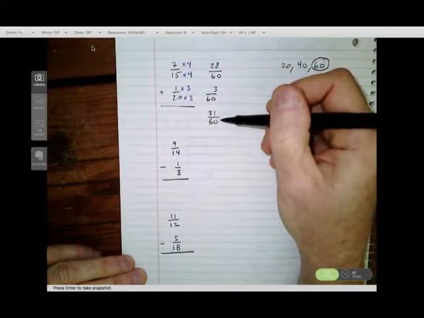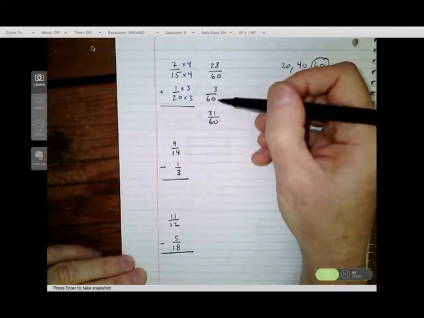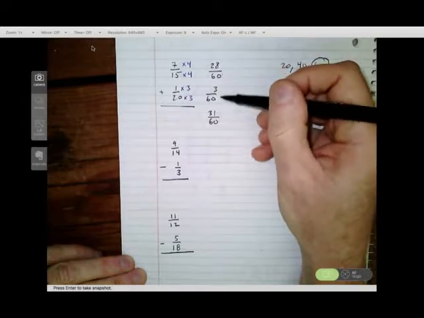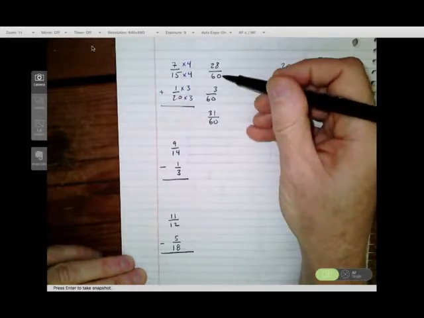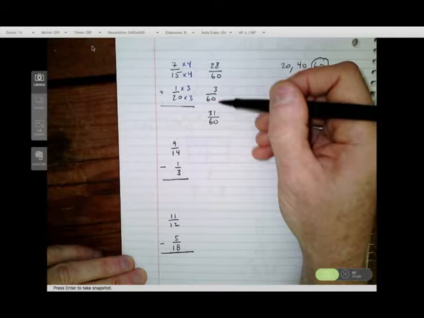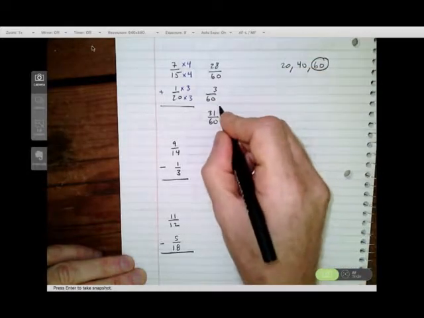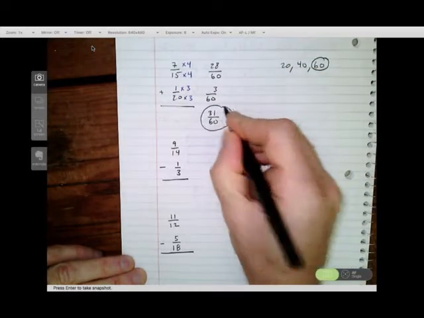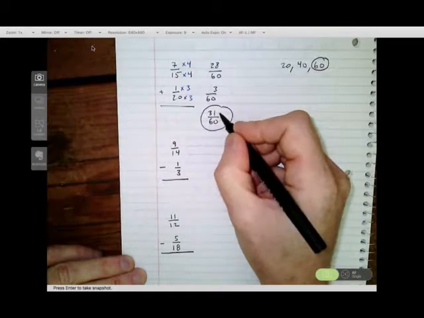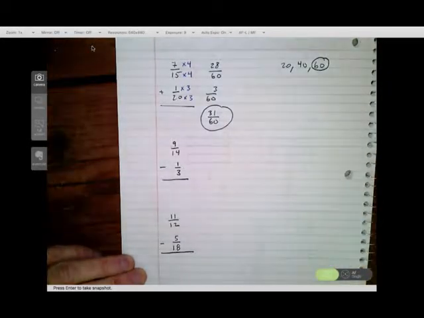Remember, when you add fractions or subtract fractions, the denominator in your answer is the same as the denominator in the problem. So we don't add 60 plus 60 to get 120. We leave it out of 60. So there's our answer. And again, that is reduced as much as possible because the only number that divides into both of those is 1.